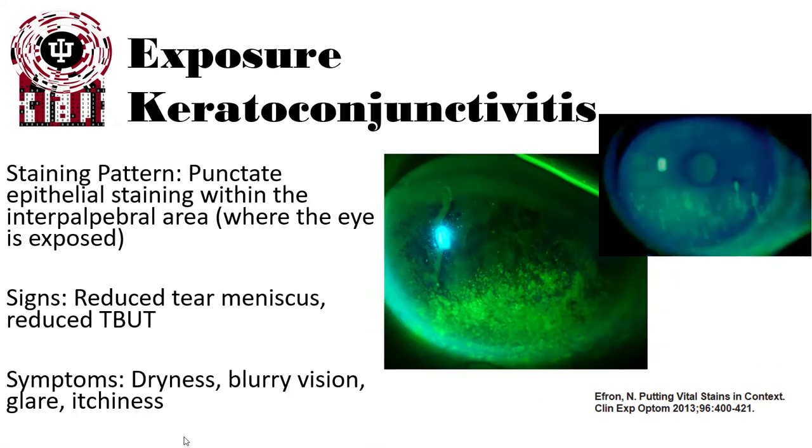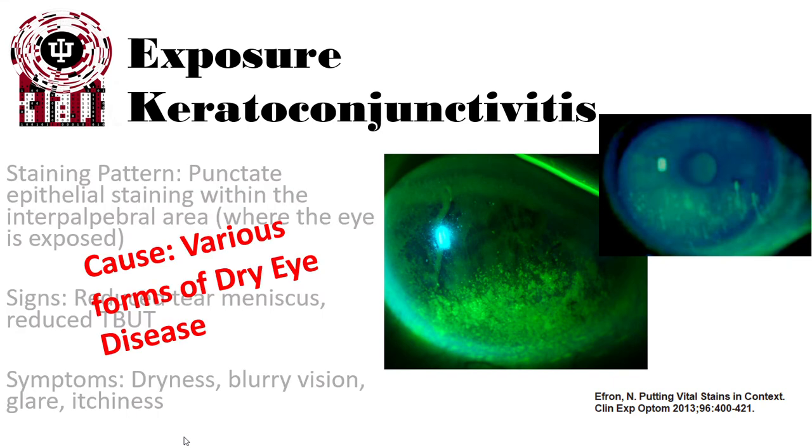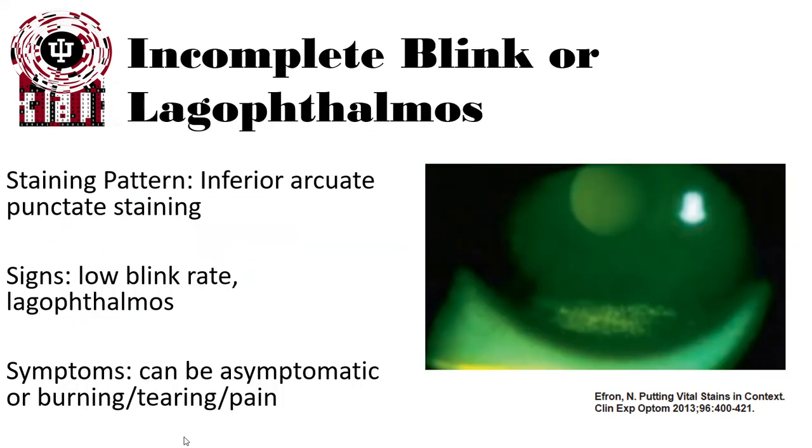We'll discuss briefly exposure keratoconjunctivitis or keratopathy. The staining patterns typically are punctate epithelial staining within the interpalpebral area, more formally known as where the eye is exposed. Signs include reduced tear meniscus and reduced tear breakup time. Anytime you have staining like this on the cornea, the tear breakup time is essentially 0 because the tear film can't be stable across epithelial defects. Symptoms can include dryness, blurry vision, glare, and itchiness. And again, it's caused by various forms of dry eye disease.